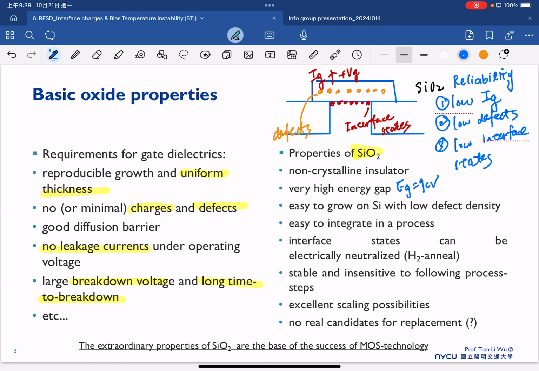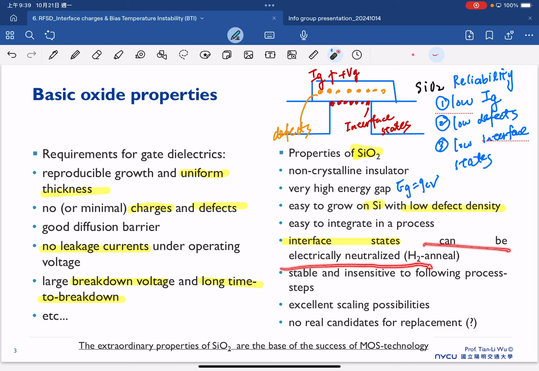So that's a very large band gap for silicon dioxide. Also, one of the features of silicon dioxide is that it is very easy to grow on silicon with a very low defect density, and also easy to integrate in the process. And conventionally, we have hydrogen annealing, so the interface state can be electrically neutralized by using hydrogen annealing.